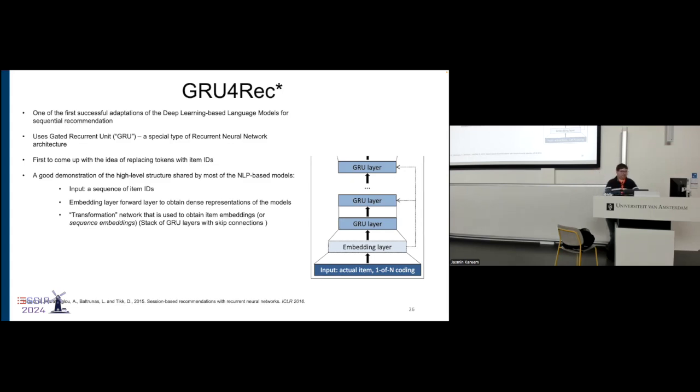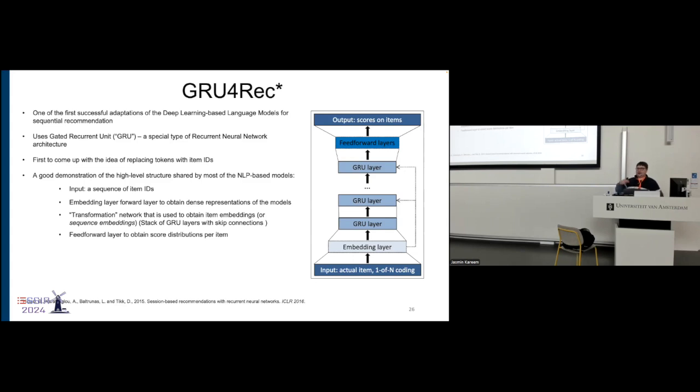We just stack something. Here we also see some residual connections, which we know are important, but in general we just do some transformations, and in the end we get a feed-forward layer, and this layer transforms the last hidden layer of our network to a distribution of scores over items. So this was proposed by Hidasi and collaborators in 2016. And as I said, it has all the key ideas that are used up to today in most sequential recommender systems.